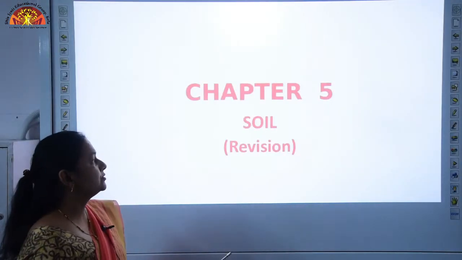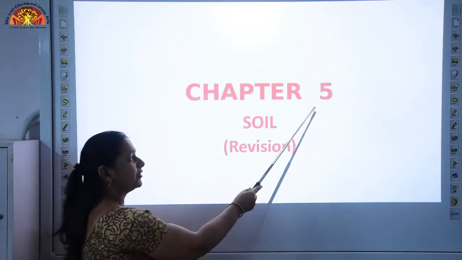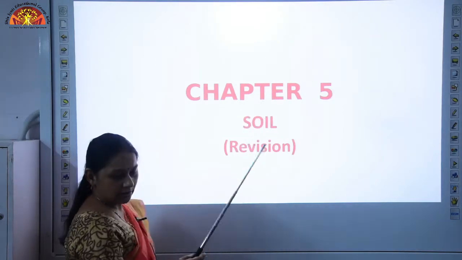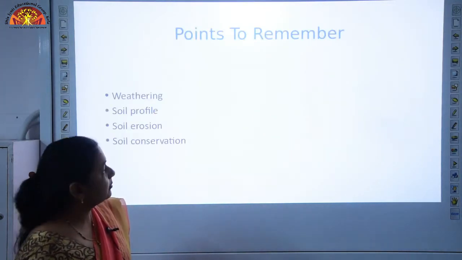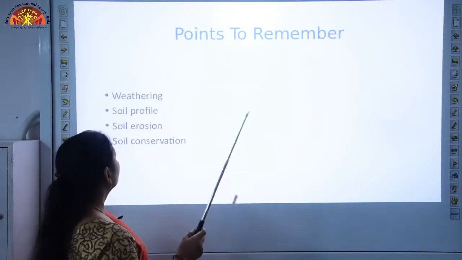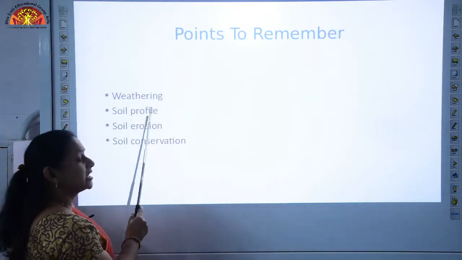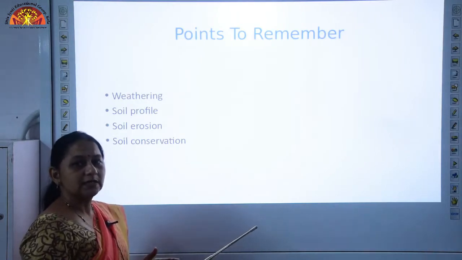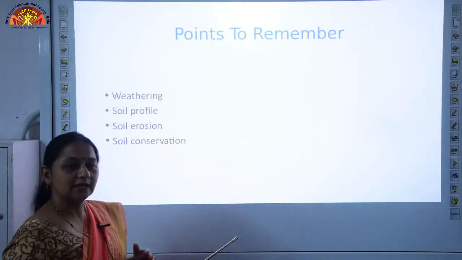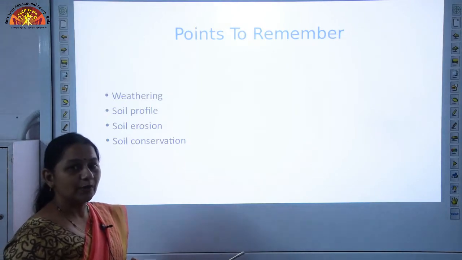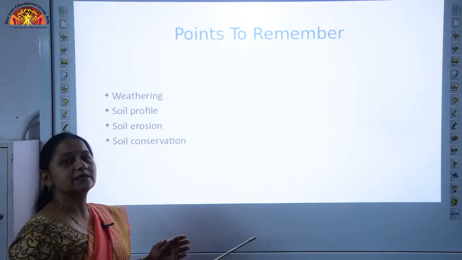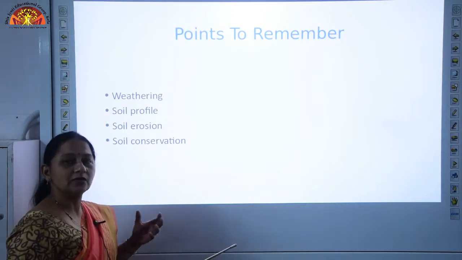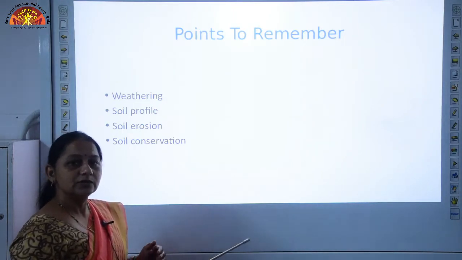Now we are going to do the revision of chapter number 5, that is soil. Let us take up the important topics. The first topic in this chapter is weathering, and what is weathering? The breaking down of rocks into smaller pieces, and this process is called weathering, and this weathering process is a very slow process. It takes thousands of years to take place.